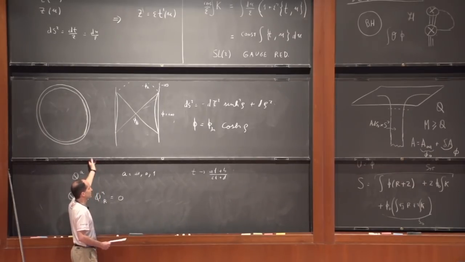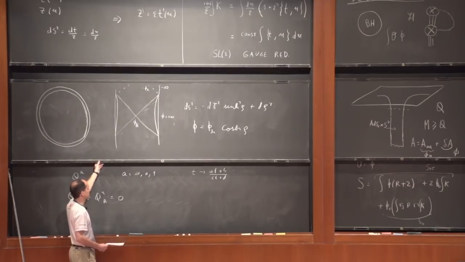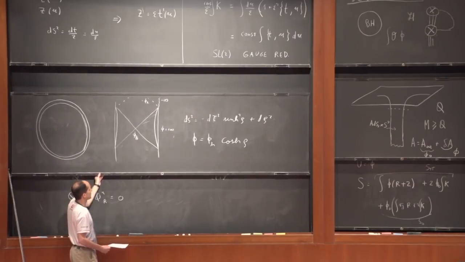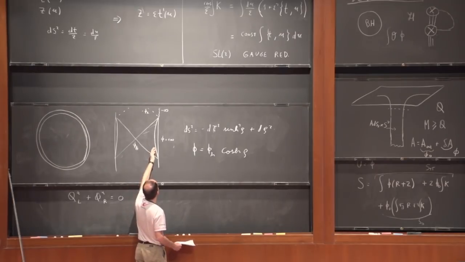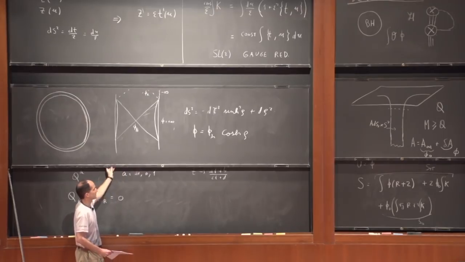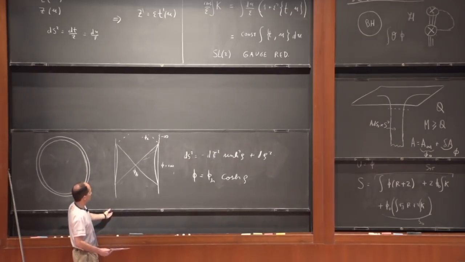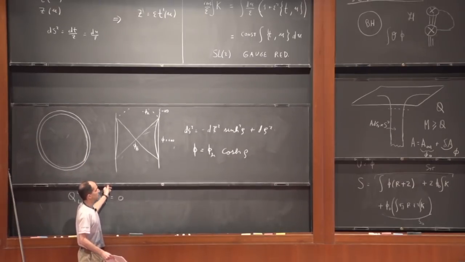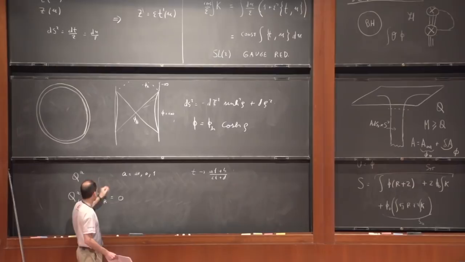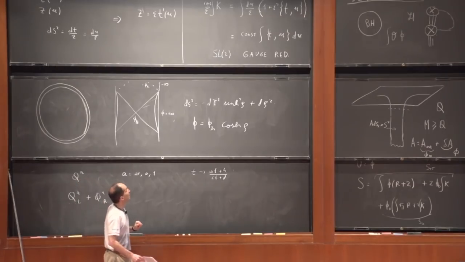These SL2R symmetries are useful for thinking about the dynamics because these curves are, well, I'm going to show you how they are useful in just a second. Can you say again how you got that gauge constraint? How I got this gauge constraint, yes.